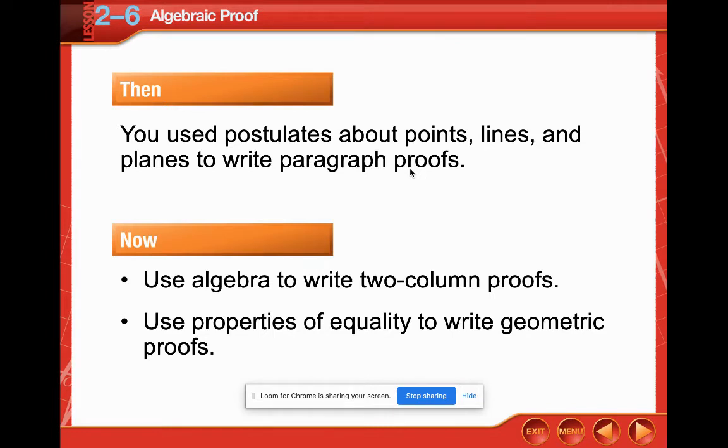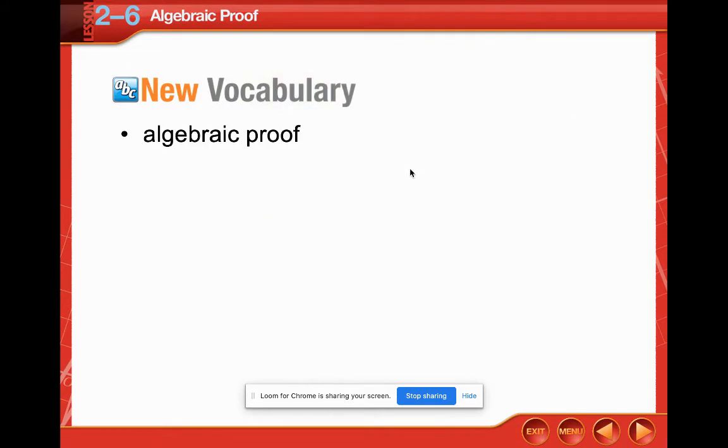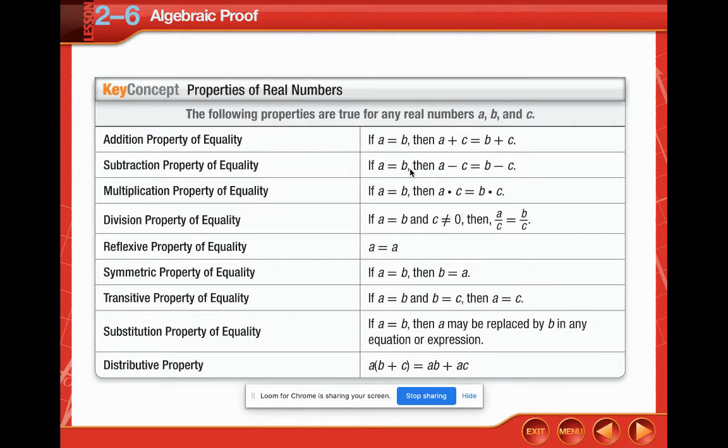The point of this lesson is to go through what proofs are and how to use them, okay? Today we're going to be learning about algebraic proofs, two-column proofs, formal proofs. All right, so here are the properties. We have the addition property of equality: if A equals B, then A plus C equals B plus C. The subtraction property of equality: if A equals B, then A minus C equals B minus C.